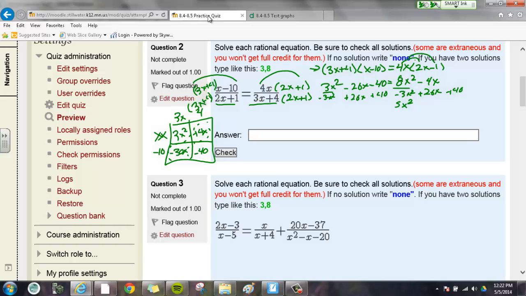Negative 4x squared plus 22x plus 40 right there. Okay, so that's my numerator, and this is set equal to 0. So I've got to figure out what that is.